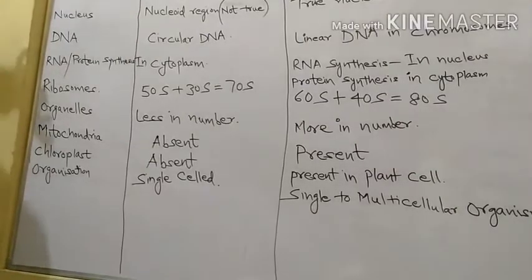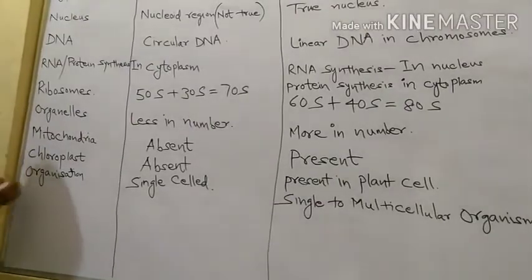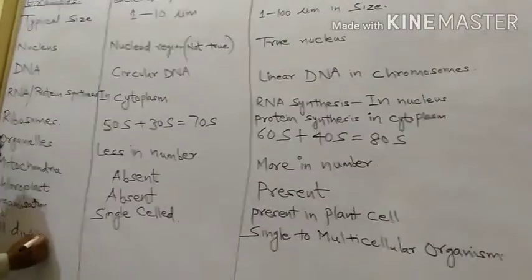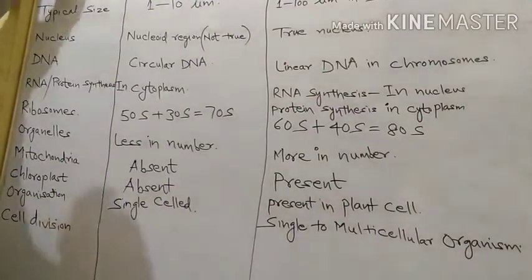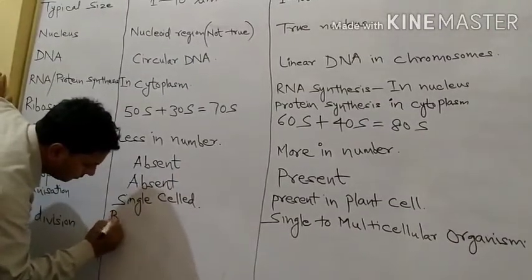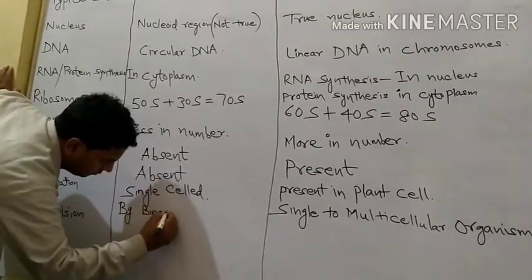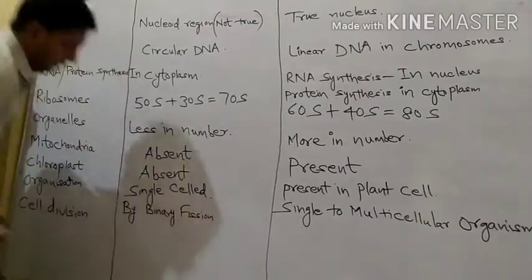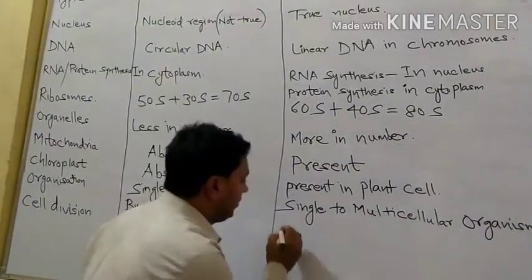Then comes cell division. Cell division is the last point in the comparison of prokaryotic and eukaryotic cells. Prokaryotic cells divide by binary fission. In eukaryotic cells, cell division is by mitosis or meiosis.